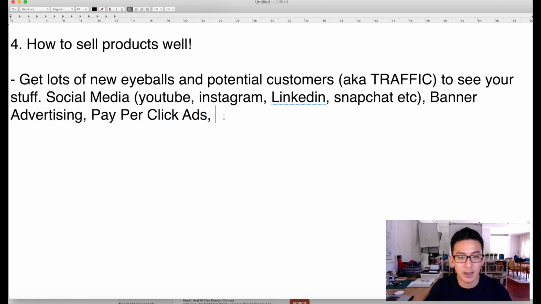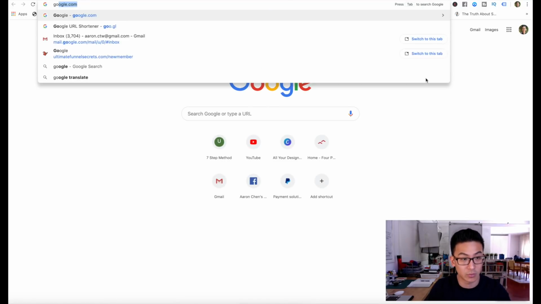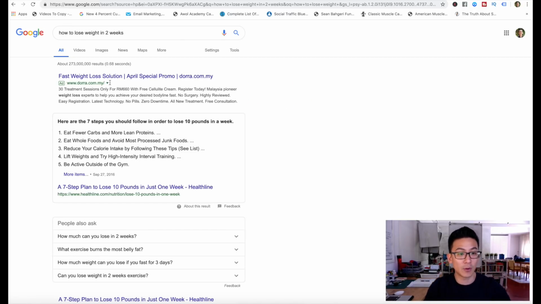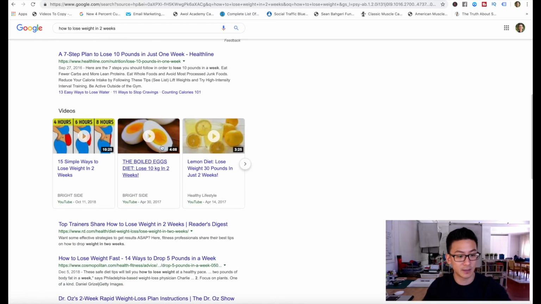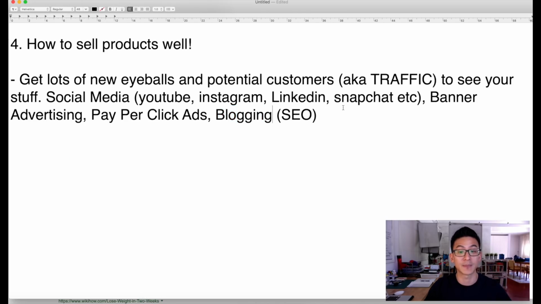So pay-per-click ads, social media, banner advertising, blogging. This is also called SEO, search engine optimization. That's when you create a blog for yourself and you rank your articles. So if someone was to type out how to lose weight in 2 weeks, your article on your blog would rank on the first page of Google, for example, right? So if I was to go to Google right now and type out something like how to lose weight in 2 weeks, perfect. And if your blog showed up on the first page here, any one of these, that would be an example of blogging and driving leads that way.